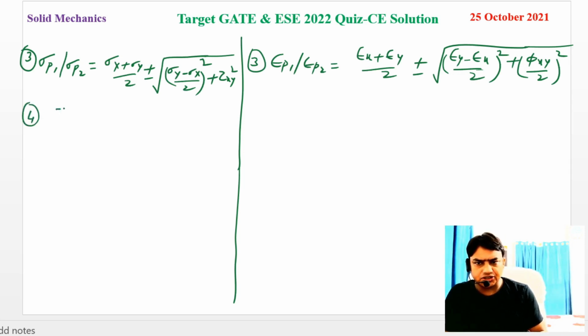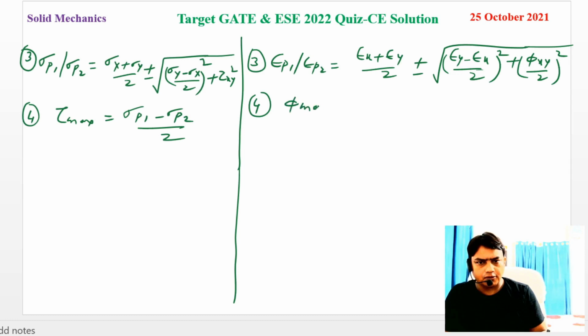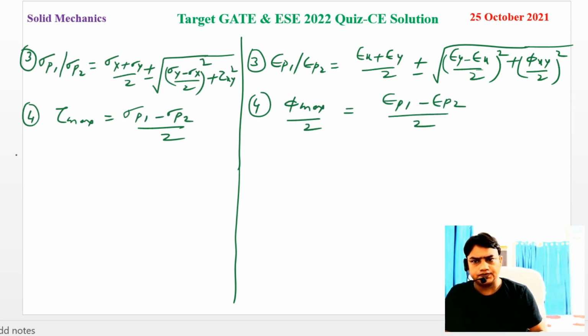Similarly, maximum shear stress can be written as the major principal stress minus minor principal stress, divided by 2, and maximum shear strain can be computed by (epsilon P1 minus epsilon P2) by 2.